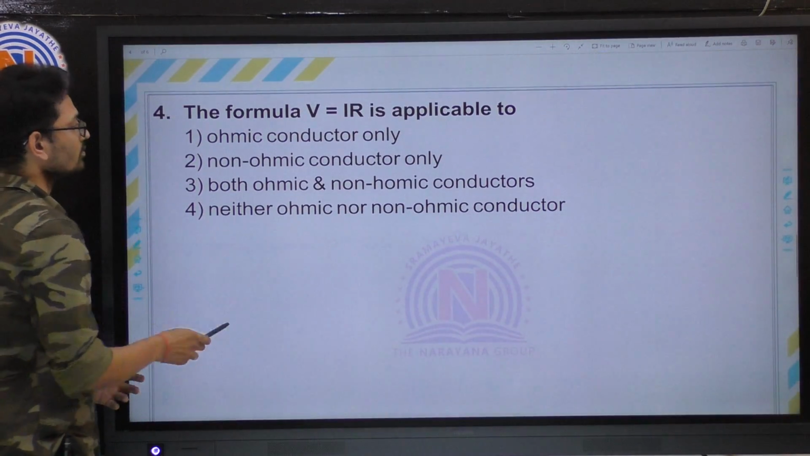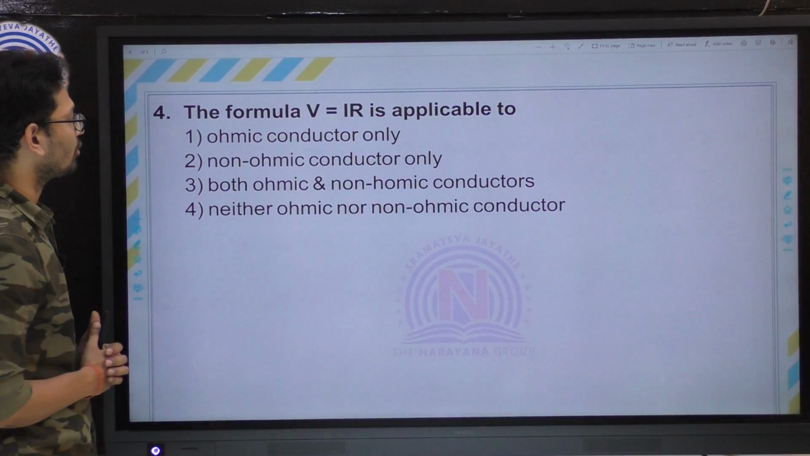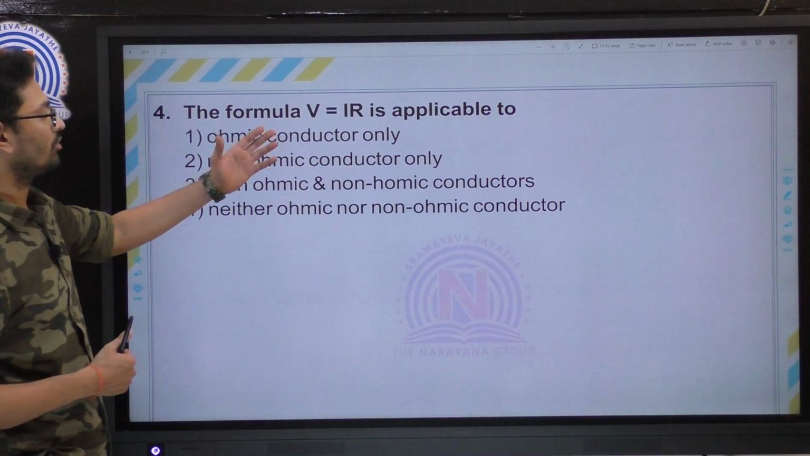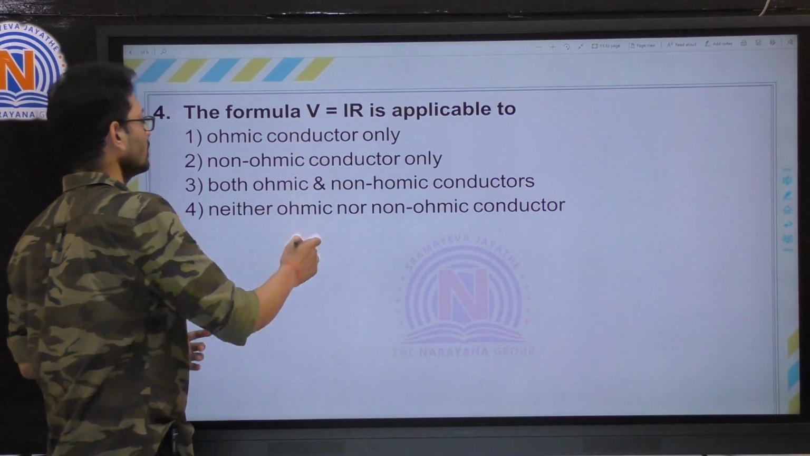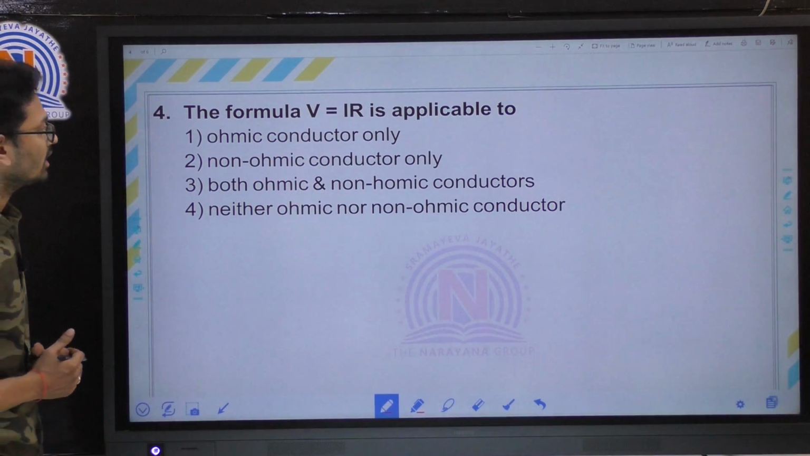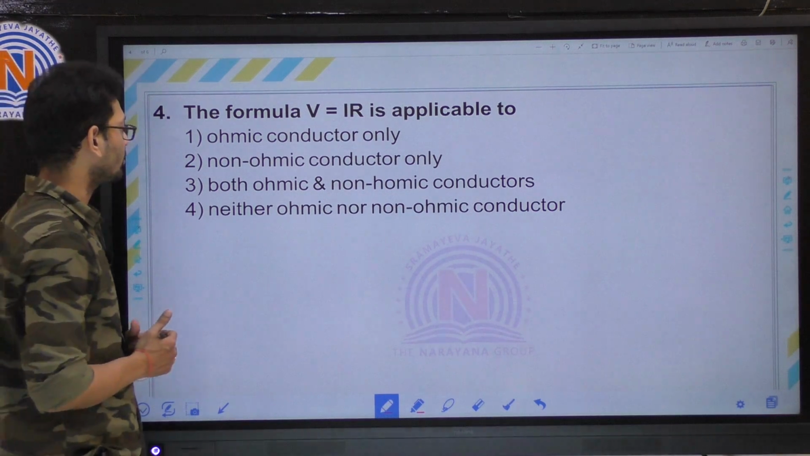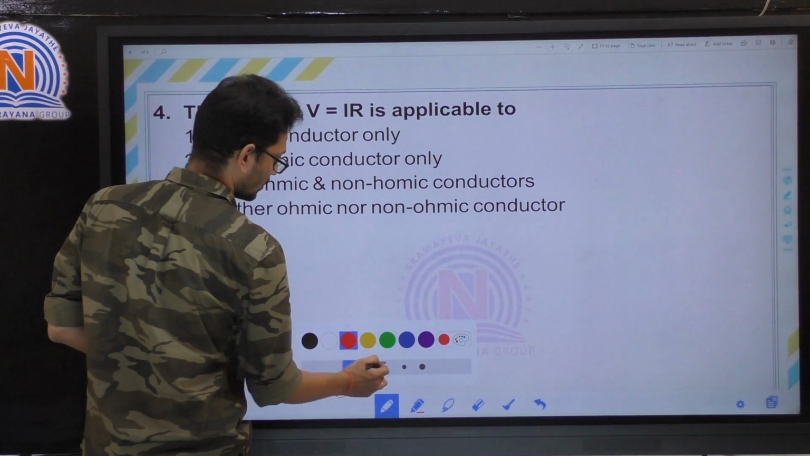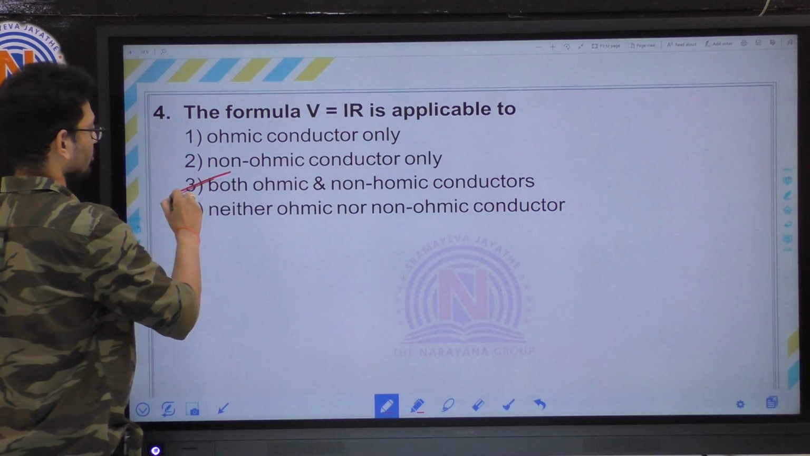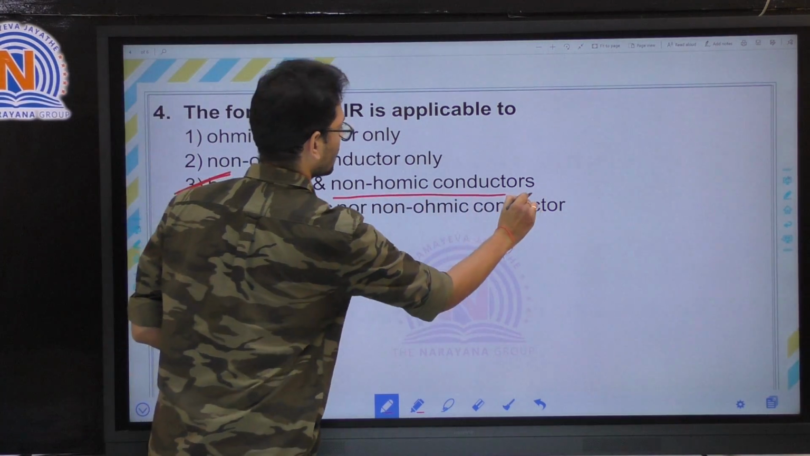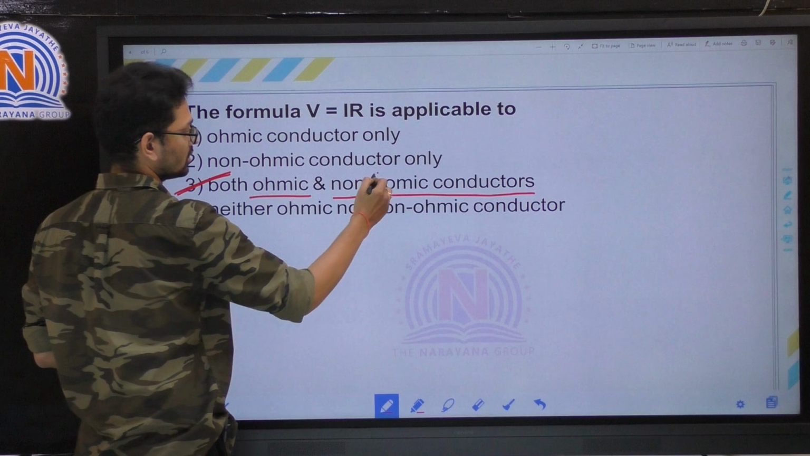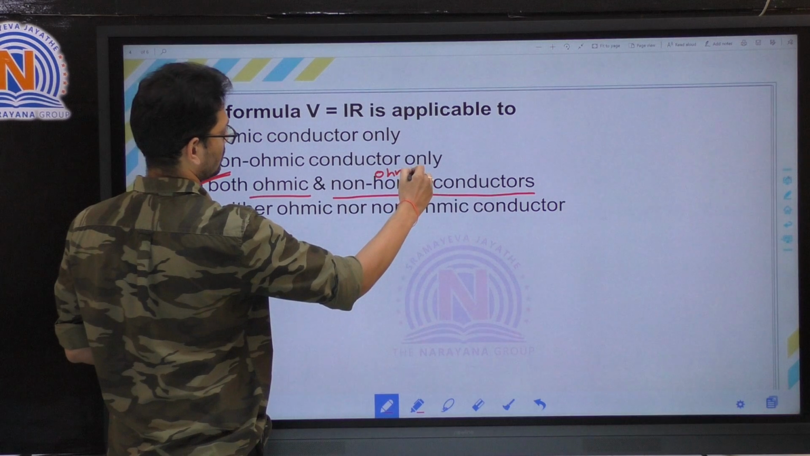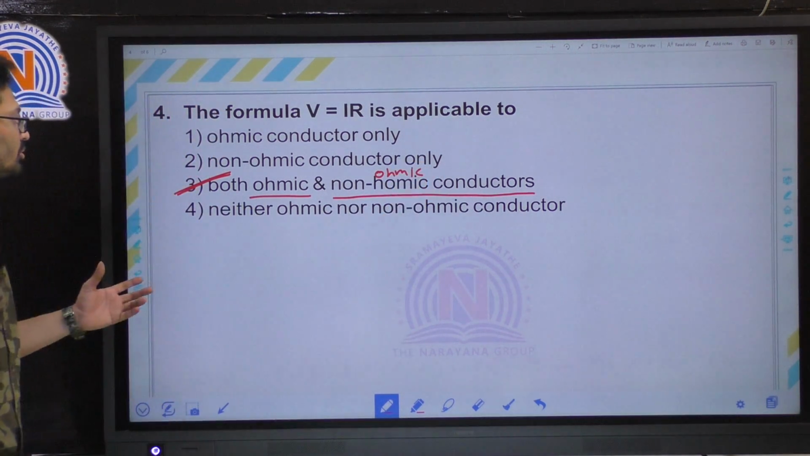Fourth question. The formula V equals IR is applicable to, that means where is this formula applicable? V equals I into R is actually applicable for both ohmic and non-ohmic conductors. You have a spelling mistake over here, this is ohmic. The third option is correct for this.